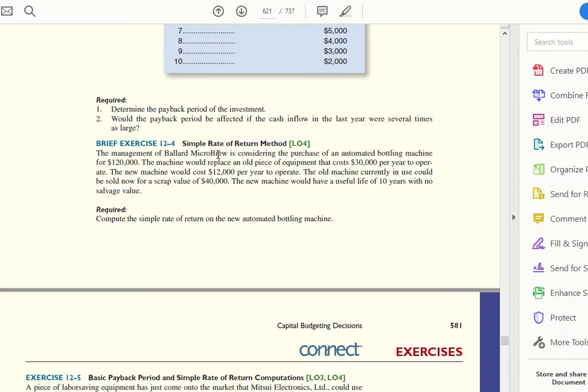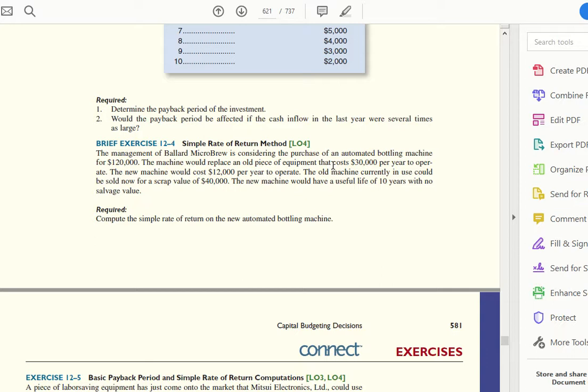Ballard Microbrew is considering the purchase of an automated bottling machine for $120,000. So that would be your investment, but there's some other factors in this problem that might make it a little more complicated than just that initial investment. The machine would replace an old machine that cost $30,000 per year to operate. The new machine would cost $12,000 per year to operate. The old machine currently in use could be sold for scrap for $40,000. The new machine would have a useful life of 10 years with no salvage value.